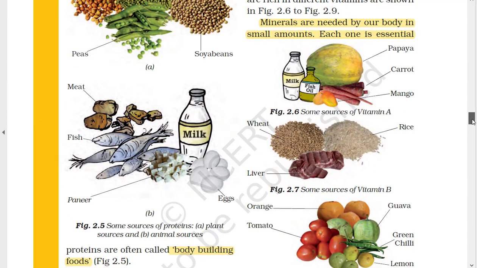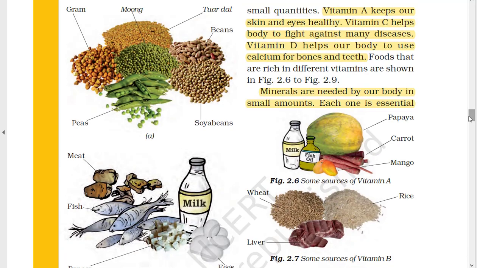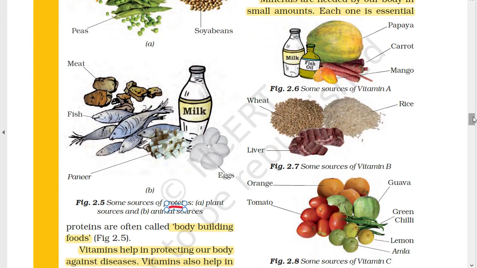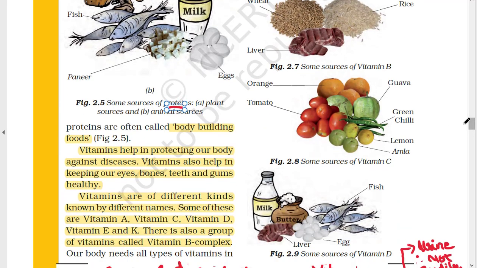Okay, so these are the examples of different types of nutrient rich foods. Now, some sources of proteins. Again, proteins have plant sources and animal sources. So, if we talk about the plant sources, then we have gram, black chana, moong dal, tur dal, that means pulses, beans, soya bean, peas. These are the plant-rich sources of the proteins. And the animal sources are meat, fish, paneer, eggs, and milk. So, you have to remember those. So, what are the bodybuilding foods? Protein rich foods.